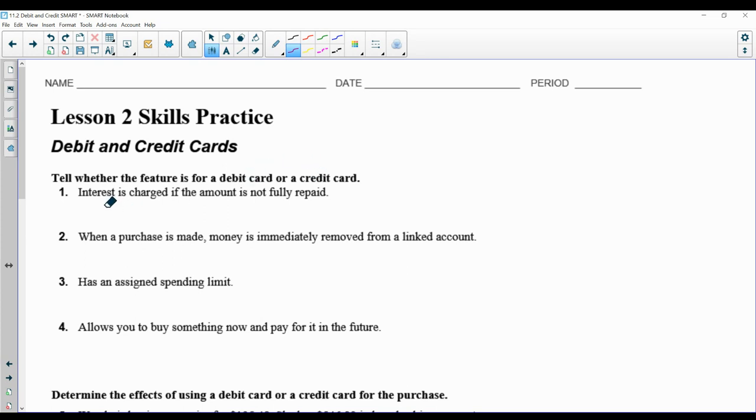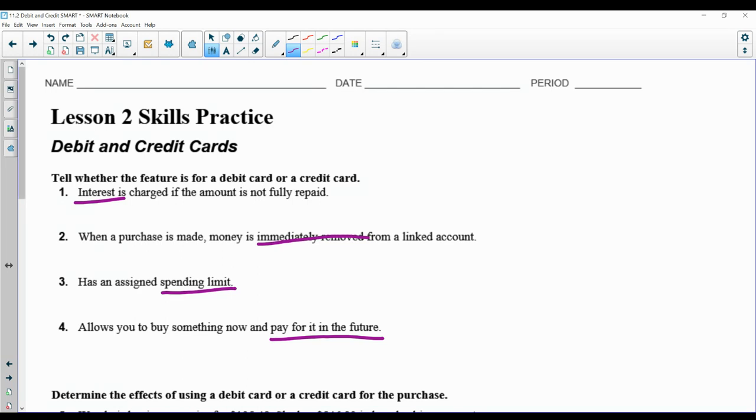Interest is charged if the amount is not fully paid. The clue word right here is interest. You can go back to your notes and see where we saw interest. When a purchase is made, money is immediately removed. Those are your clue words there. Number 3 has an assigned spending limit. Spending limit is your clue word. Number 4 allows you to buy something now and pay for it in the future.